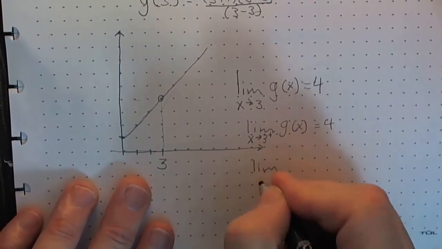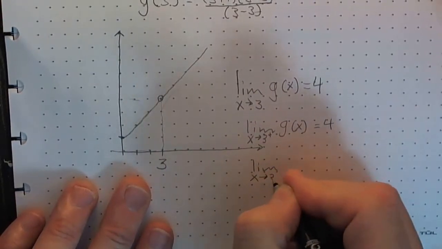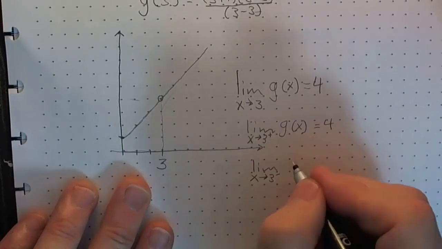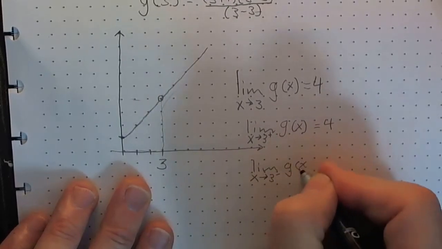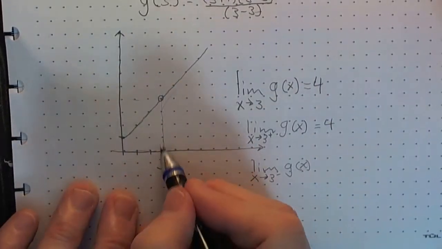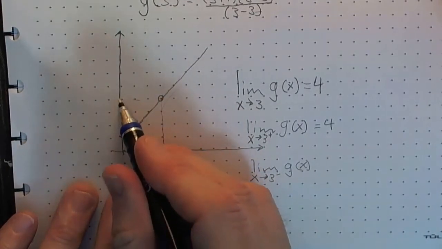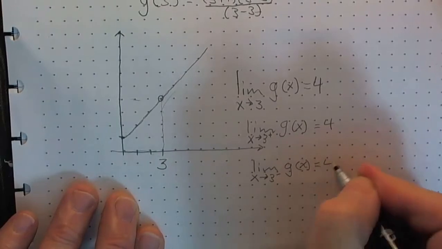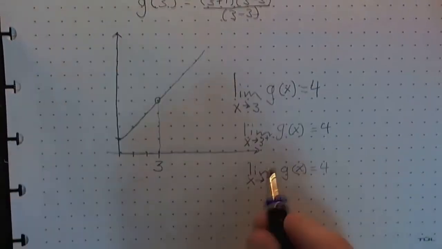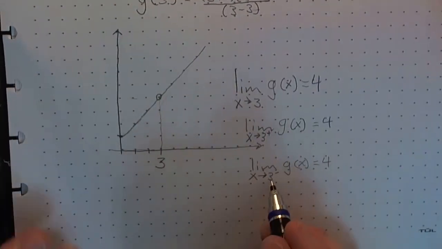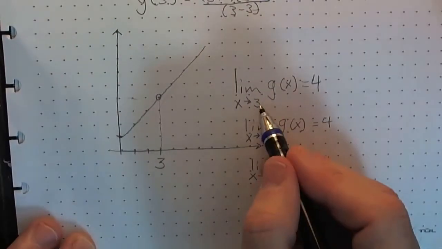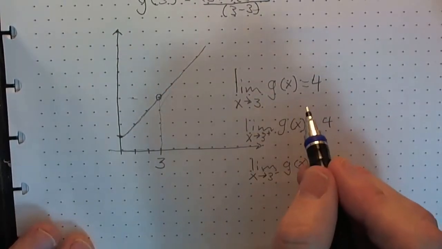You have the limit as x goes to 3 from the left. So you're going to be looking to your left. So you go straight up until you hit the graph, and you look over to your left, and you notice the height. Well, the height is 4. So you can see here what you have is a right-hand limit and a left-hand limit. And the overall limit, since those are in agreement, is 4.